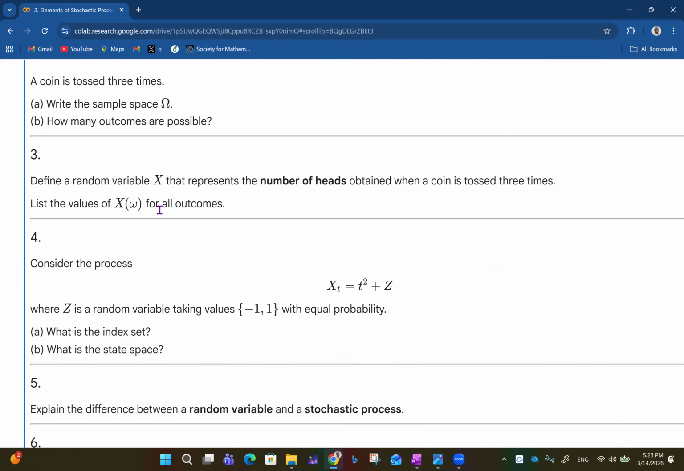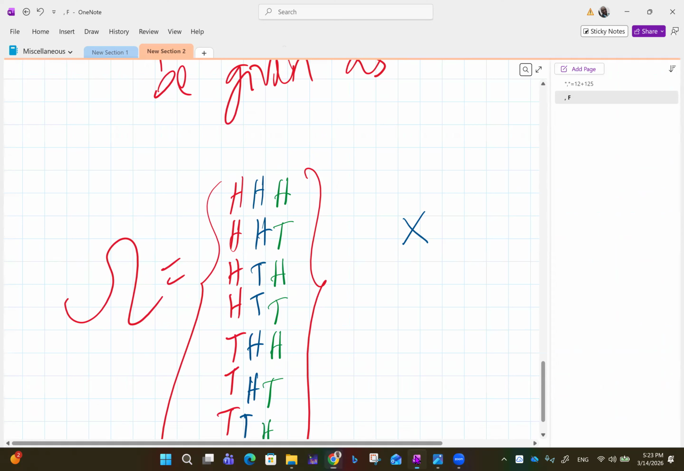List the values X of omega for all outcomes. Represent the number of heads obtained when a coin is tossed 3 times. Okay. The values. I'm trying to think about this.